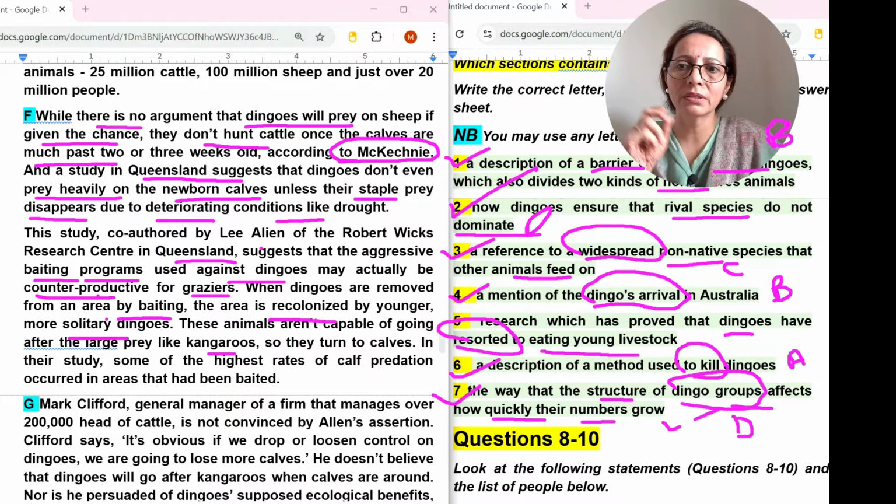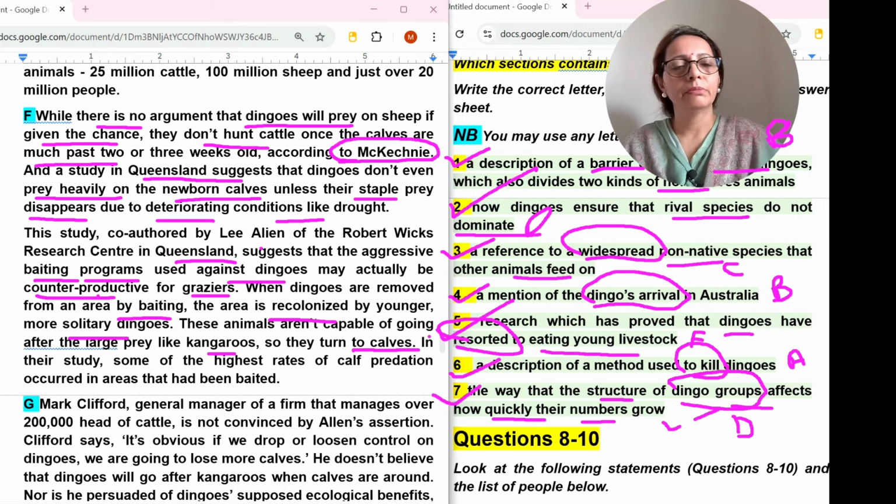Why they have started preying on calves, meaning young livestock, is because they are unable to prey on large prey like kangaroos. That's why, if nothing else is available, they will definitely turn to calves, meaning young livestock. So this F will come with fifth number.